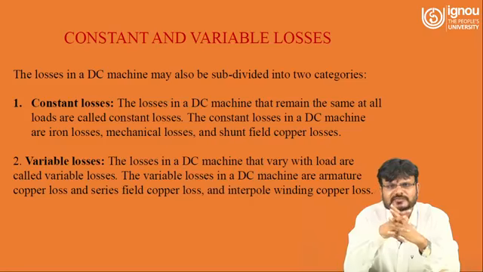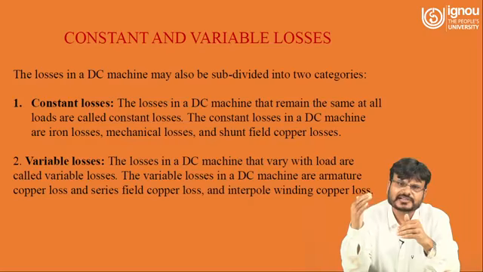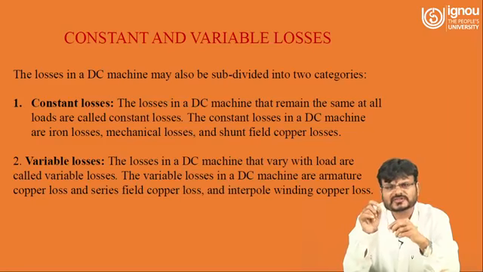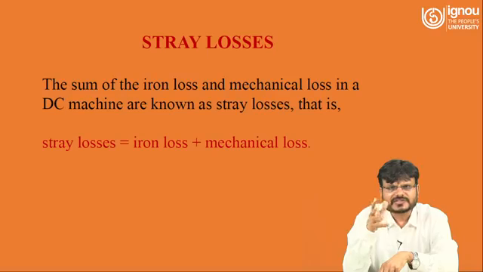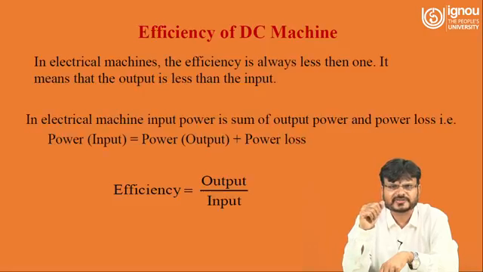Then the other losses are variable losses. These losses in the DC machine that vary with the load are called variable losses. As the armature current increases or decreases, these losses will increase or decrease, because these losses are nothing but I squared R losses. These variable losses in the DC machine are the armature copper losses, series field copper losses, and interpole winding copper losses. And stray losses are the summation of the iron losses and mechanical losses.